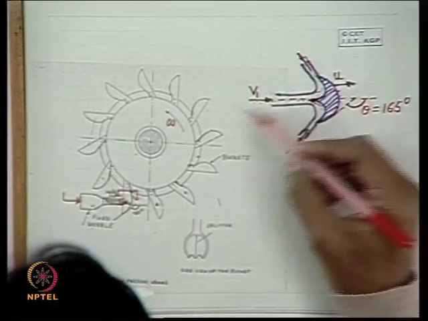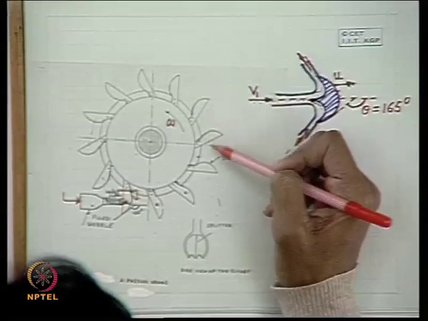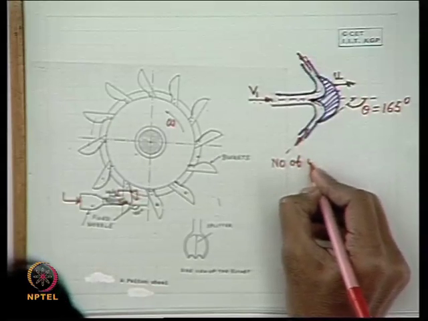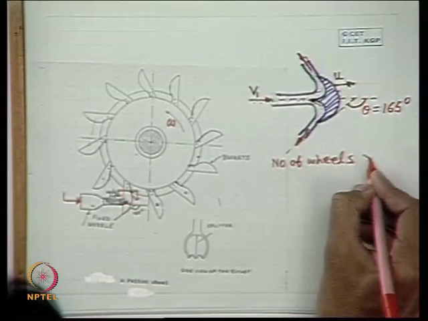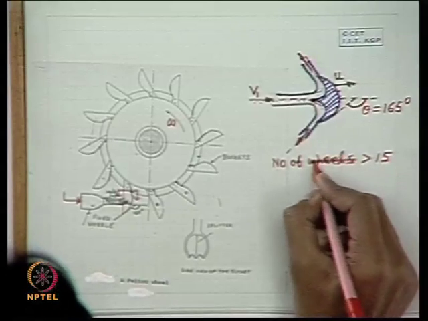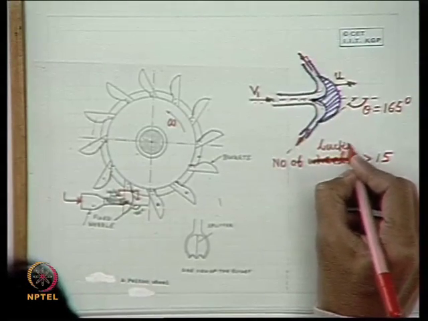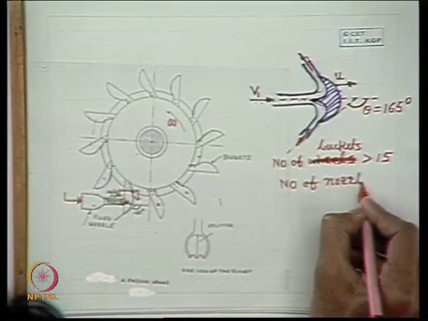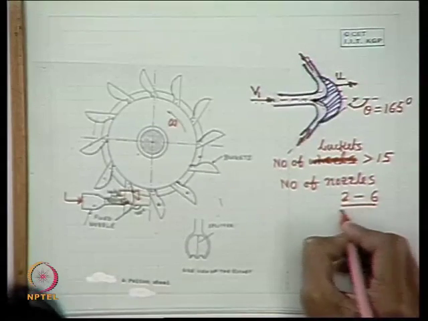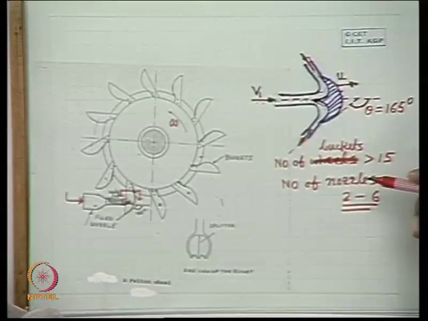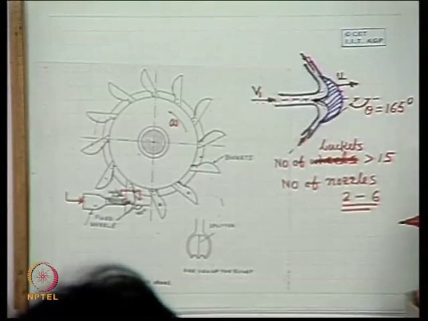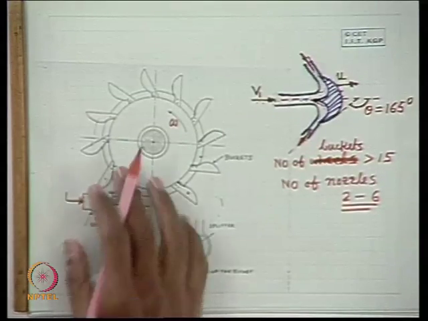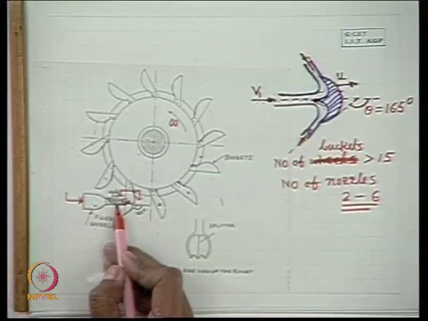So this is the arrangement of a Pelton wheel. Now, the number of buckets depends upon the different designs and types of operation. The number of buckets is usually greater than 15. And the number of nozzles, which are fixed, varies from 2 to 6 depending upon the design. I will come back to these numbers and the diameter when I discuss the design aspects. So the fixed nozzles are the stator of the machine, where the pressure of the fluid is converted to velocity head.